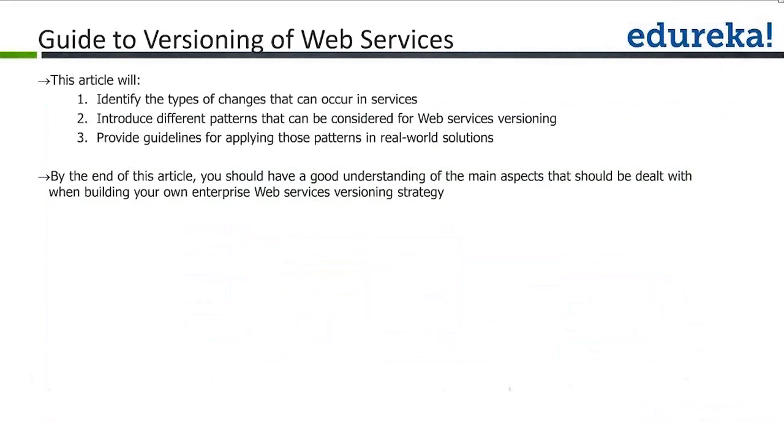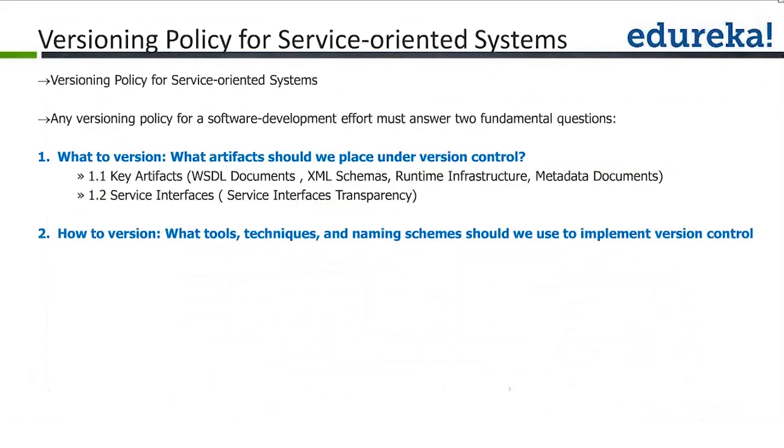Okay, so now we'll move ahead with some more details on versioning. This article will identify the types of change that occur in services, introduce different patterns that we considered for versioning, and provide guidelines. So we'll see what all changes can come, how we consider those changes, and how we cater to those changes in the real world. Next, the versioning policy for service oriented systems. We cannot just do the versioning by ourselves without following any standard, any protocol, any policy.